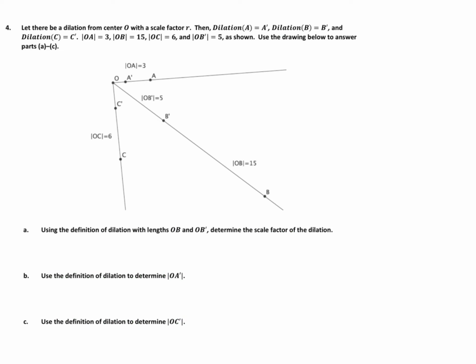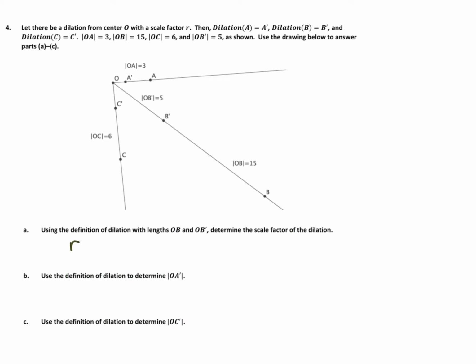In number 4, it says, let there be a dilation from center O with a scale factor R. The dilation of A is A prime, the dilation of B is B prime, and the dilation of C is C prime. Then it gives us several lengths of segments. Use the drawing below to answer parts A through C. It says, using the definition of dilation with lengths OB and OB prime, determine the scale factor.